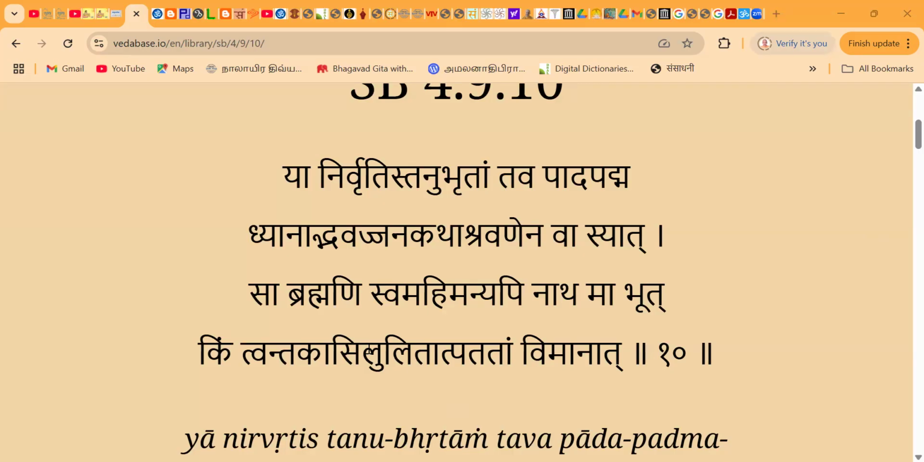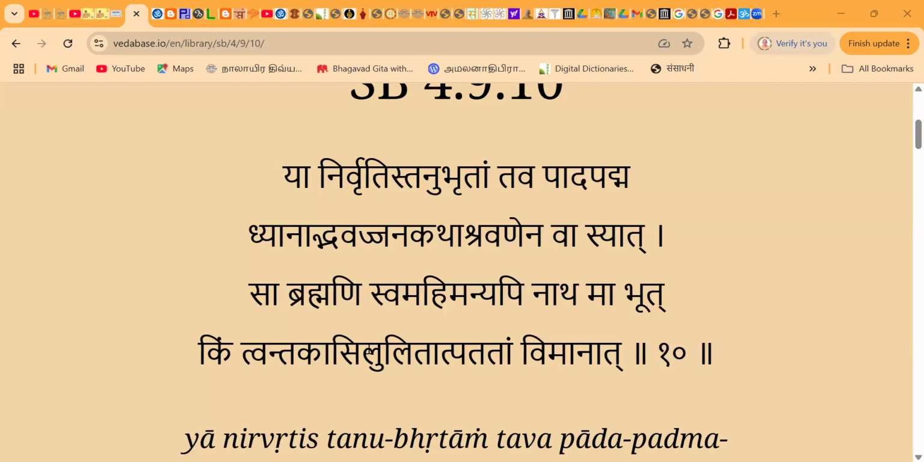Such a bliss is not available. Nabhut, is not available. Sa Brahmani Swamahimani. Such a bliss is not available in your form of the impersonal Brahman realization. It is not available in Kaivalya Mukti. Sa Brahmani Swamahimani, not in your form of the greatness known as Brahman. And then, Kim tvantakasi lulitat patatam vimanat.